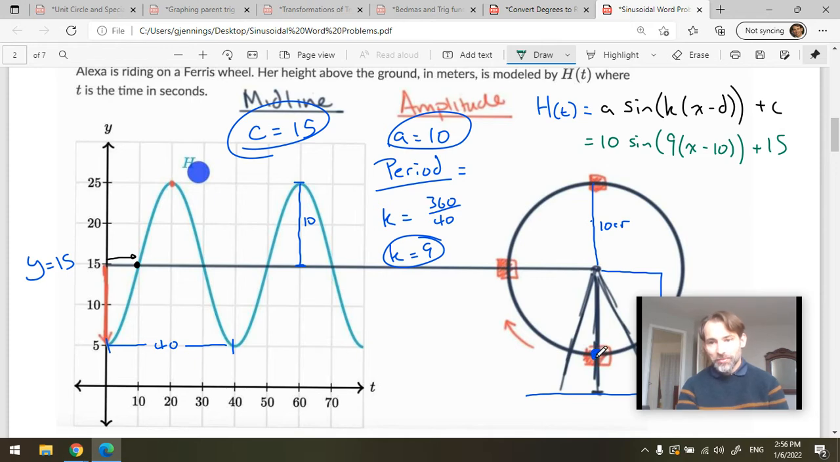So then we're going to hit this point at 270 degrees.